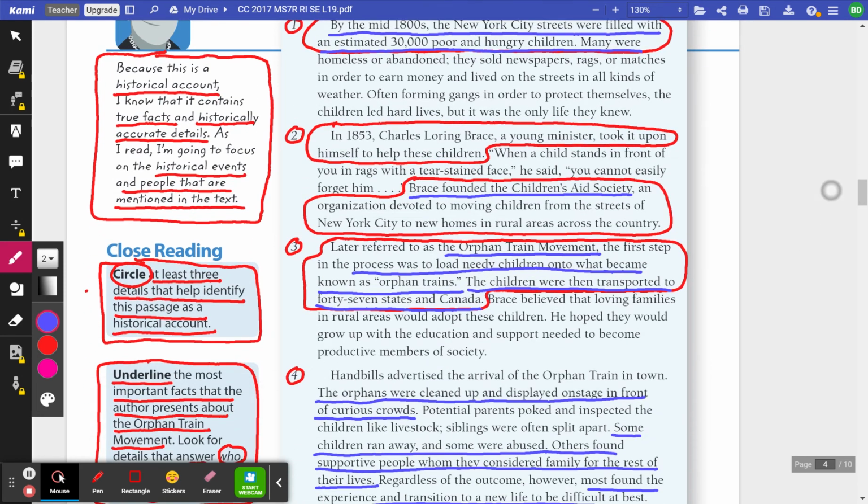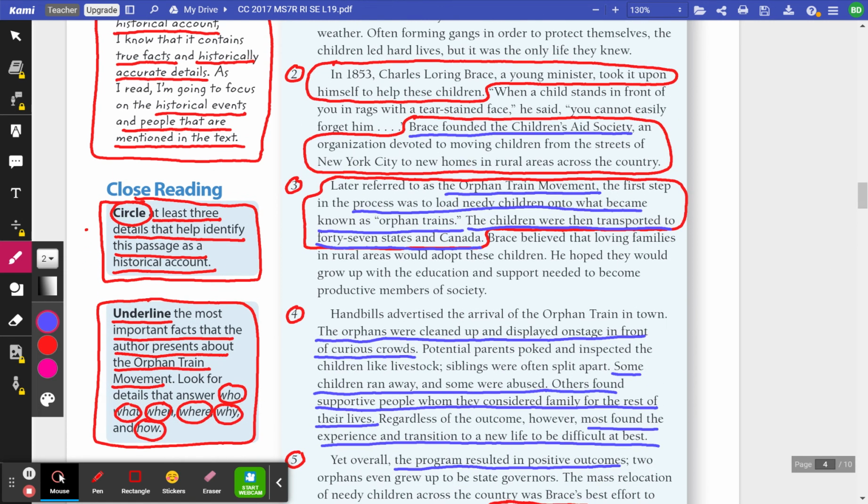So the second thing I underlined was in paragraph 2, a section of the sentence I already circled. I said Brace founded the Children's Aid Society. So this one tells me who and what. So I know that Charles Loring Brace, he's an important person. He's the one who founded the Children's Aid Society. So the Children's Aid Society is what he founded. So this one answers who and what.